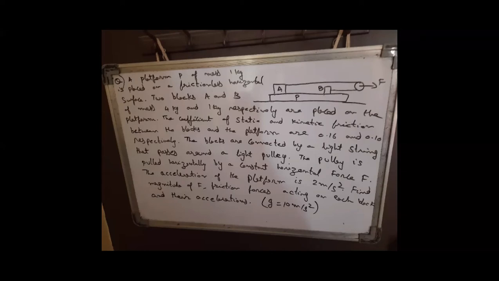Force capital F should be 18 newtons, sir. Capital F should be 18 newtons. Okay. The frictions acting on both blocks should be 1 newton each. A will anyways accelerate with the same acceleration as P, and for B we can calculate, because we know the friction and the force.